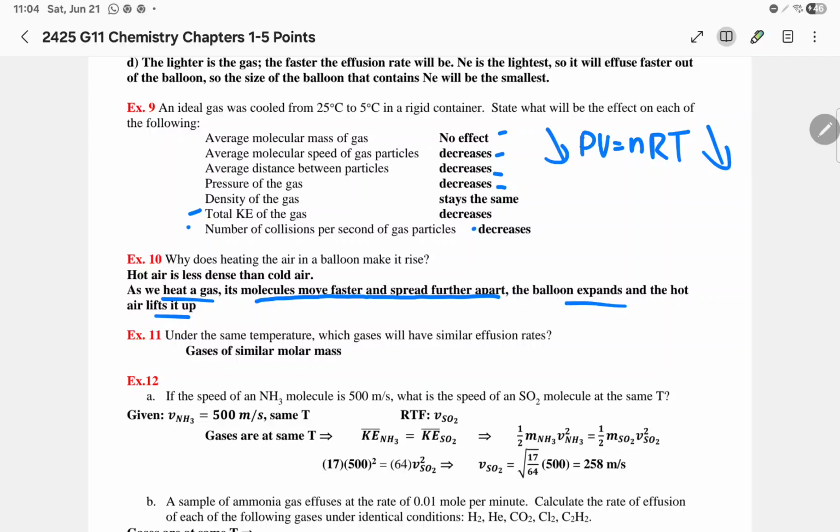Under the same temperature, which gases will have a similar effusion rate? Gases of the same molar mass are going to have similar effusion rates at the same temperature. Now, if the speed of an NH3 molecule is 500 meters per second, what is the speed of an SO2 molecule under the same temperature?